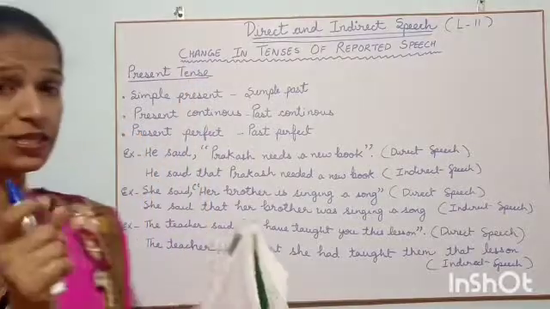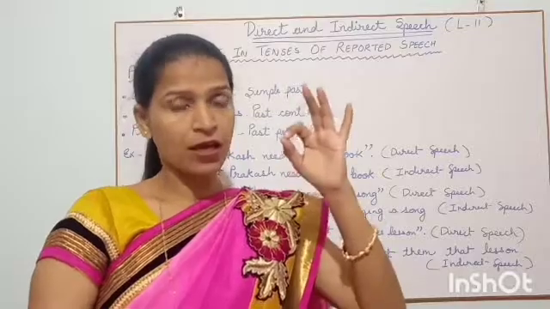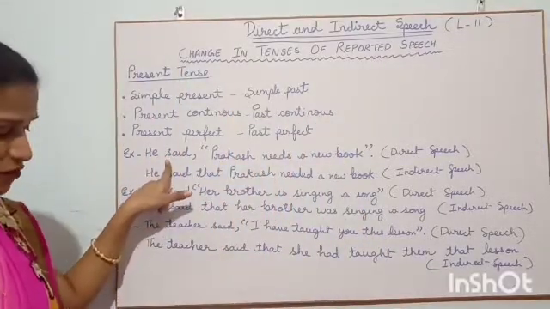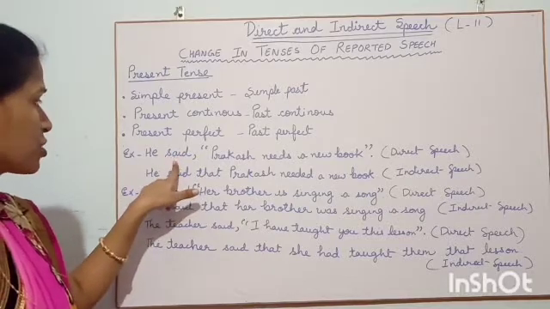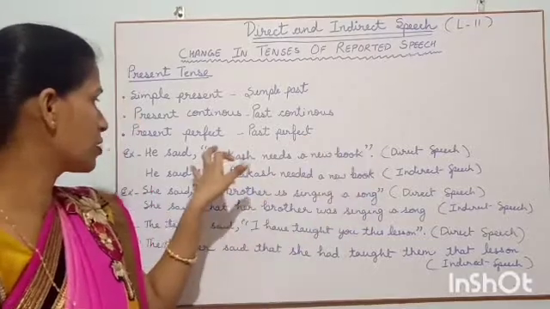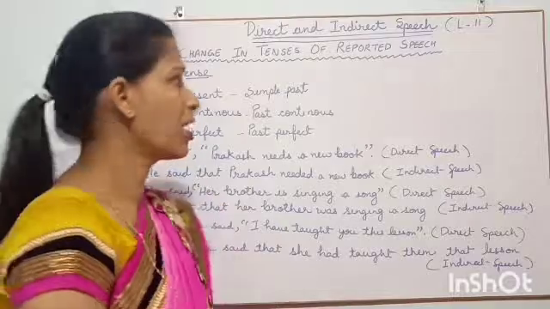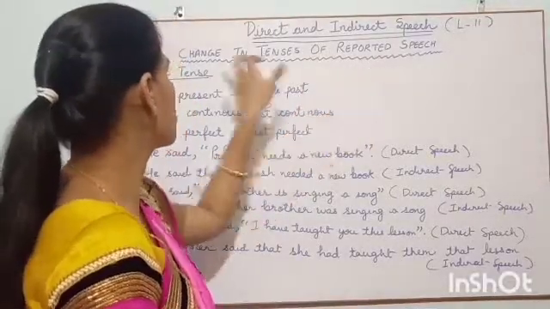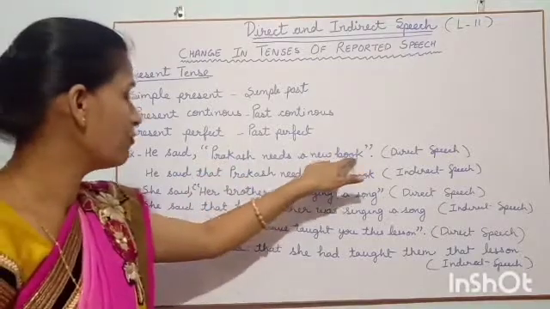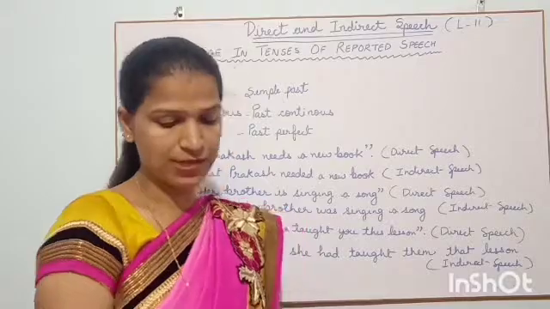Now, if you have forgotten, this part of the sentence is known as the reporting verb, and this part, which is under the inverted commas or quotes, is known as reported speech. Change in the tense of the reported speech means change in the tense of the words which are in the inverted commas. So let's begin.